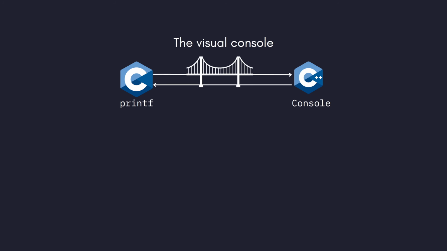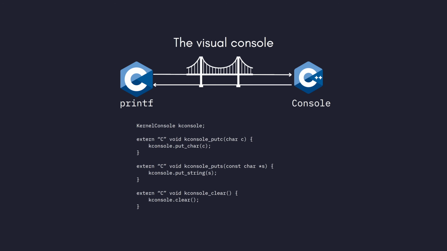So we're going to write a bridging function, something that helps us go from C to C++. It's going to look a little something like this. We're going to create an instance of our kernel console somewhere, and then we're going to create all these helper functions such as putc to put a character, puts for a string, or clear to wipe the console clean, which are going to call our instance of console.